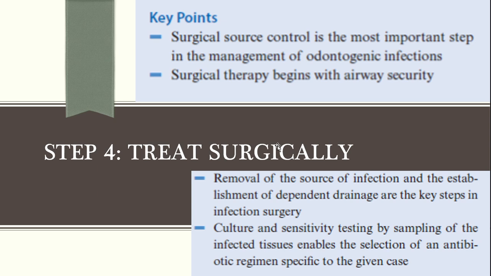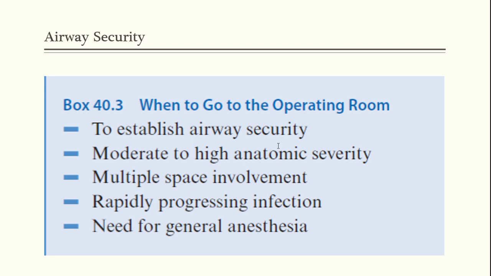And culture and sensitivity is kind of mandatory, so we need to do that to know the antibiotic that we are supposed to give to this patient. Now, when to go for the operating room, when to go for GA: when we want to establish airway security, when we want to make sure that the airway is patent, when we want to protect the airway, when we have multiple spaces involved, and if we have moderate to high anatomic severity.